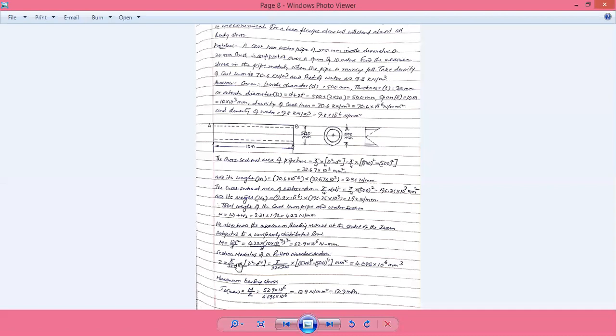The section modulus is pi by 32 multiplied by the outermost diameter to the power 4 minus the inner diameter to the power 4, not square, divided by the outer diameter. Pi by 32 into (540 to the power 4 minus 500 to the power 4), divided by 540, equals 4.096 into 10 to the power 6. Hence, the bending stress is M by Z. M is calculated here and Z is calculated here. It becomes 12.9 Newton per millimeter square, equal to 12.9 MPa.